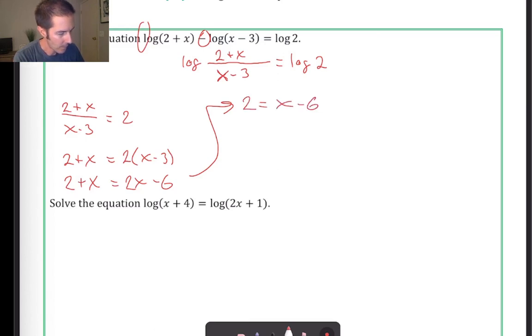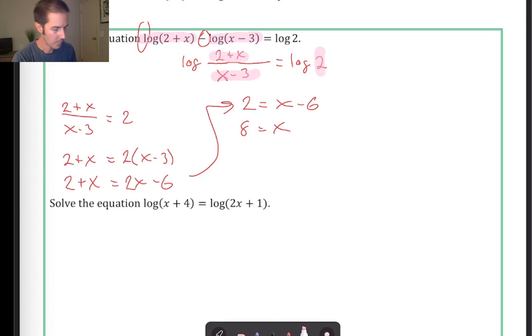Add 6 to both sides. And we've got an answer of 8. Is it worth taking this and plugging it back into the original question? It's not going to hurt, except for the fact that I don't know what the log of 10 is, nor do I know what the log of 5 is, but I do know that 10 divided by 5 is equal to 2, which is what this says, which means I think we're in good shape.